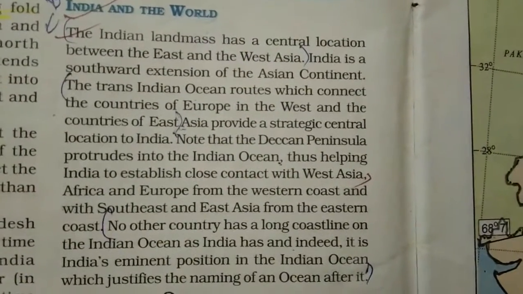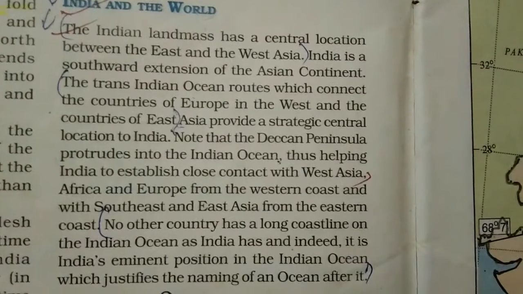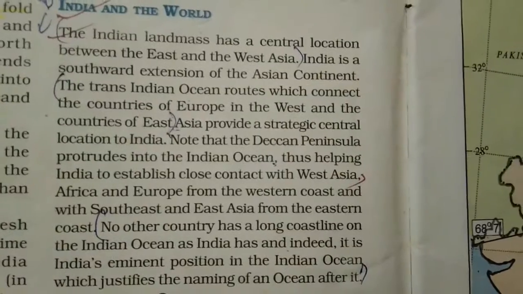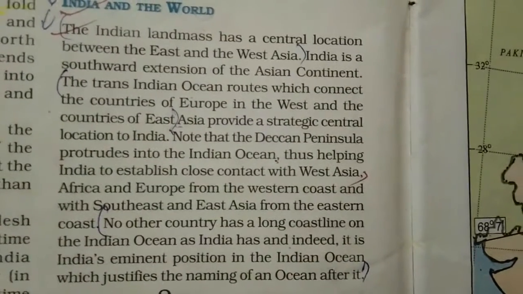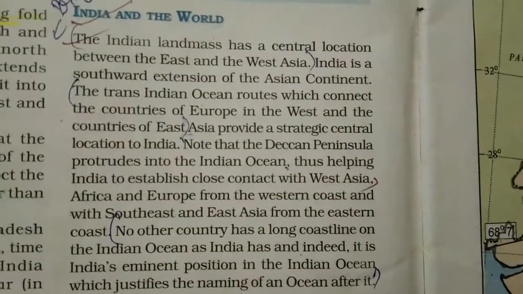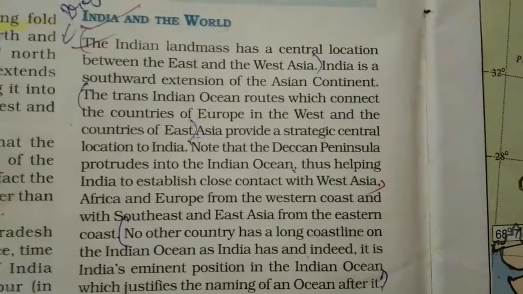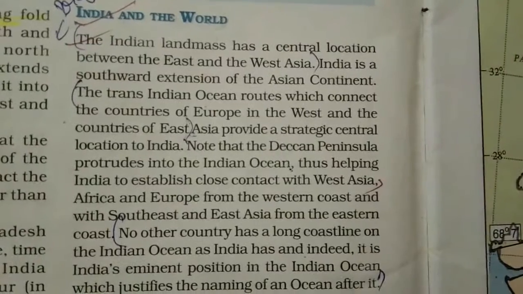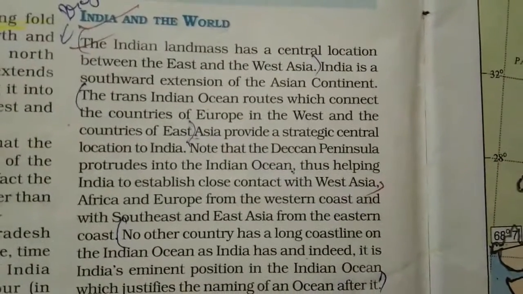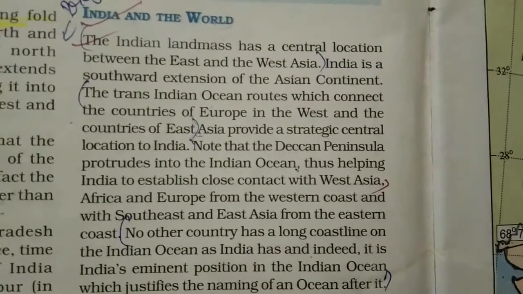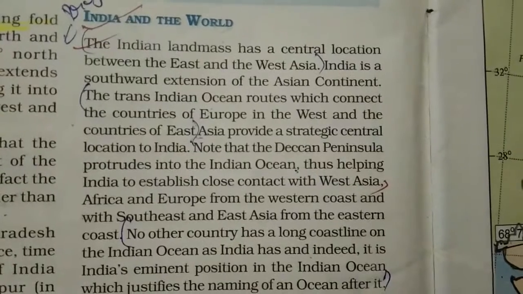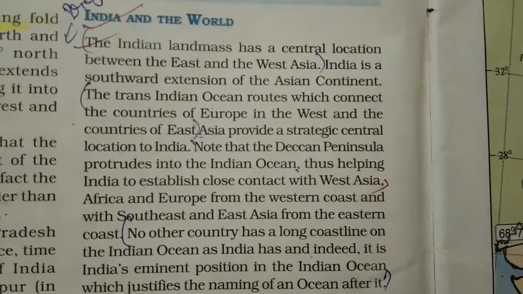If you see your map, you will see that India lies in the Asian continent, being an Asian country, and it has a central location between the East and West Asia. India is a South Asian country. India has strategic ocean routes that connect Europe in the west, so to the west it connects to Europe and to the countries of East Asia. From the western coast, India has established close ties with West Asia, Africa and Europe. From the eastern coast, India has established close ties with Southeast and East Asia.